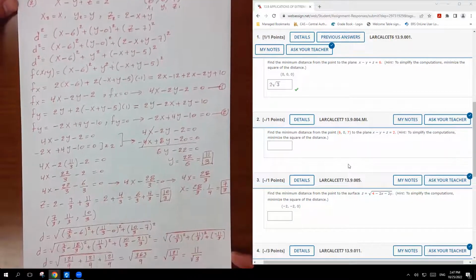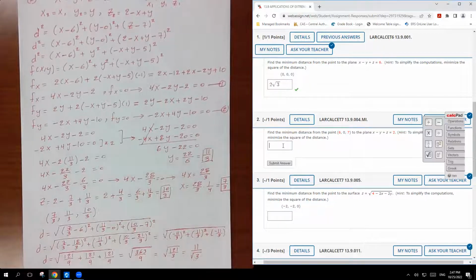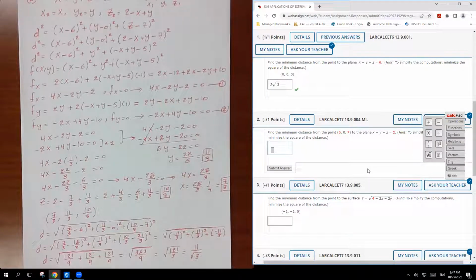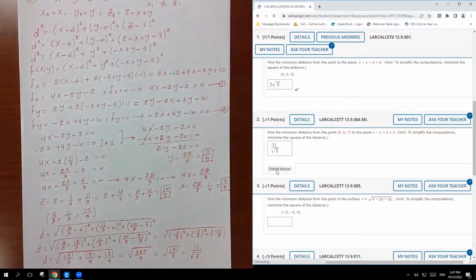So this is example 2. We're just going to type here 11 over the square root of 3. Let's check that.